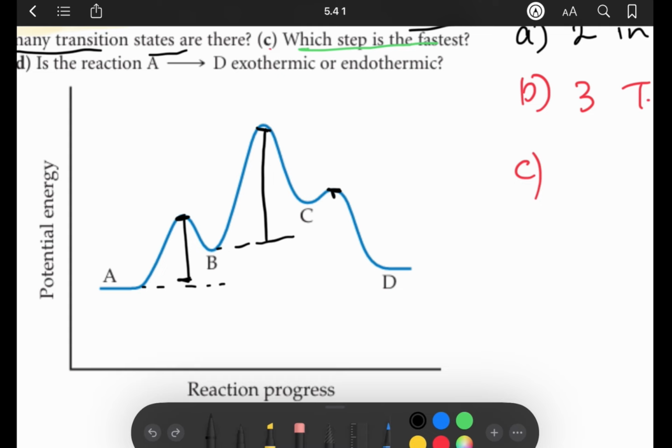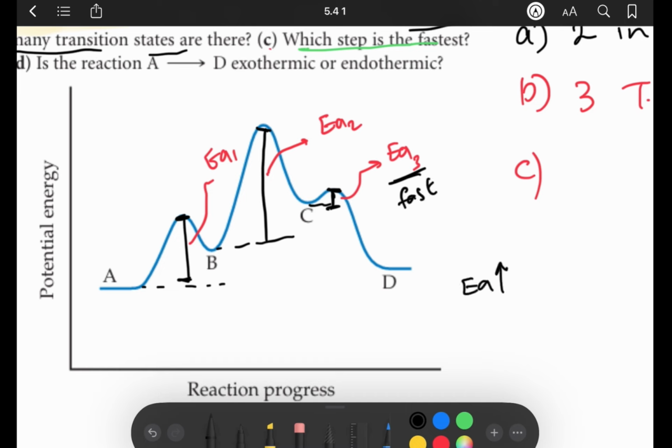This is the reactant, okay, this is the activation energy. And from the graph, we can notice that this is activation energy 3, this is activation energy 2, and this is activation energy 1. We just noticed that the smallest activation energy is activation energy 3, and that's why it's going to be the fastest reaction, because remember, as the activation energy increases, the rate of reaction decreases.